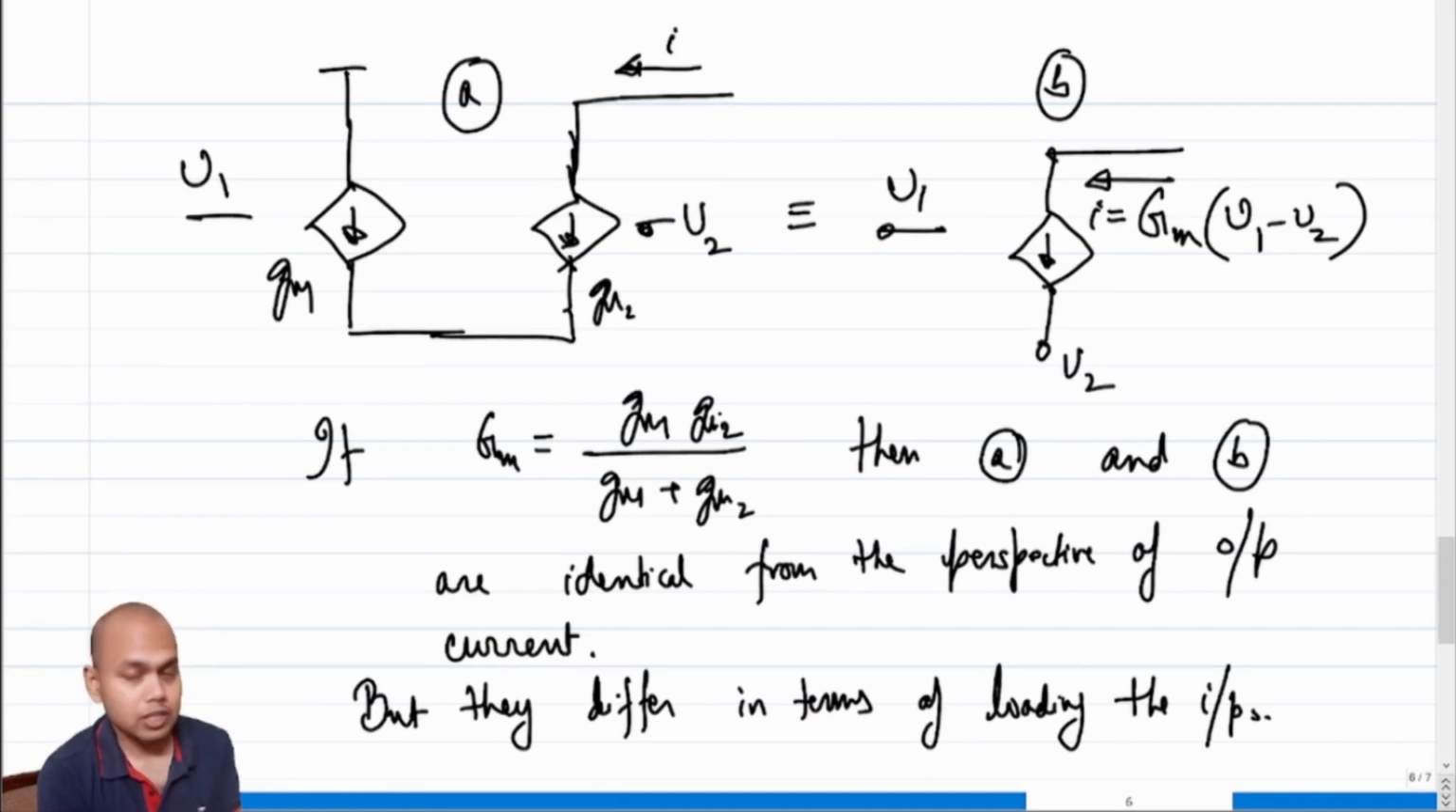However, from the standpoint of loading the input, clearly the network on the left does not load, because you are not drawing any current through either of the inputs V1 and V2. However, in the network on the right, you are drawing current through one of the inputs. In the network on the right, you are drawing current through V2.